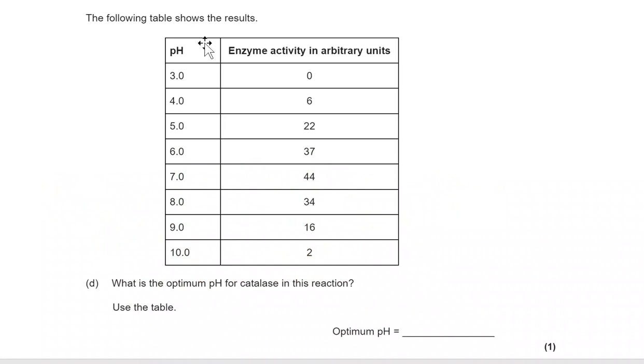For part D, we've got pH against enzyme activity in arbitrary units. What's the optimum pH for catalase in this reaction? Well, we're looking for the most enzyme activity. Based on this data, that would be pH of 7, where the enzyme activity is at 44.